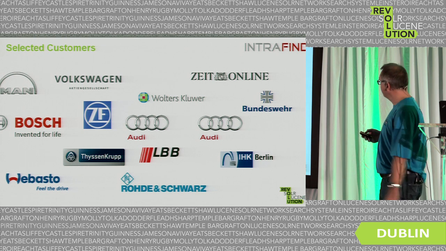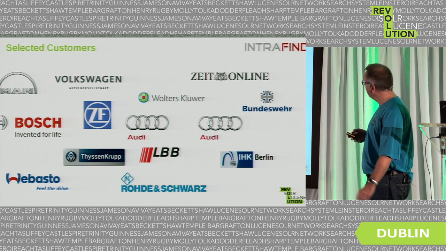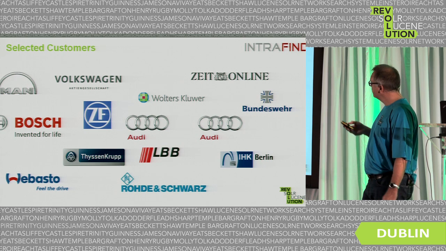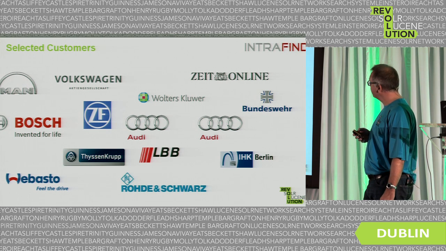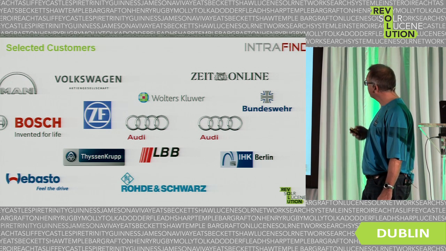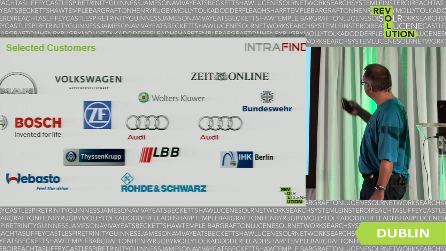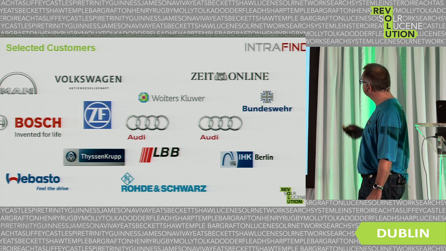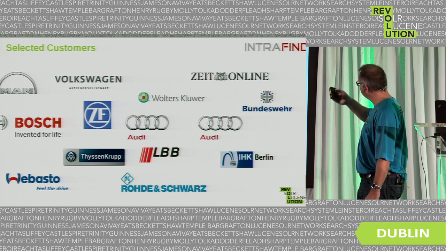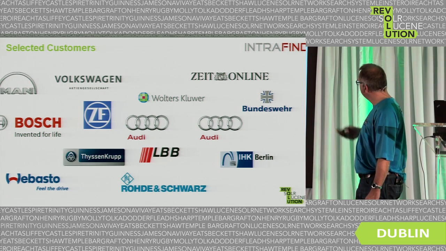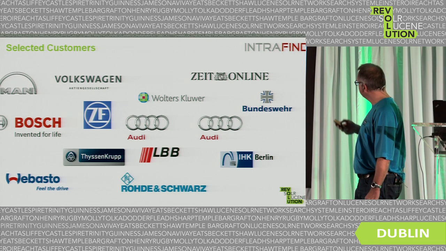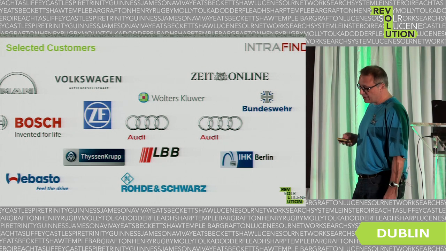This is just an overview of important customers. We are doing a lot of business in the car industry, Volkswagen, Audi, Bosch, but also in publishing companies like Zeit Online or Wolters Kluwer, and also public organizations.